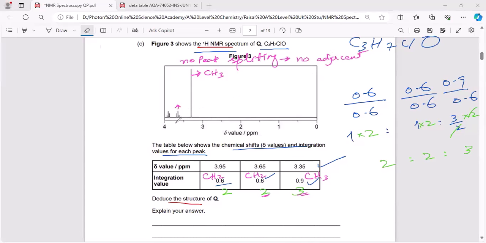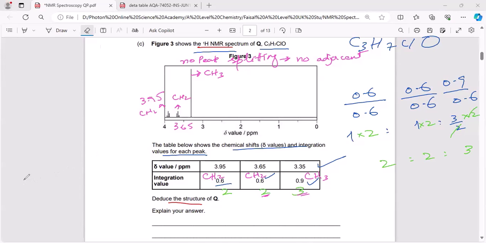While this peak, 3.65, is because of CH2. This peak, 3.95, chemical shift is 3.95 ppm. So this is again CH2, and both CH2 are adjacent to each other.